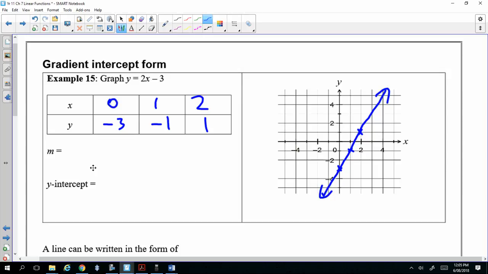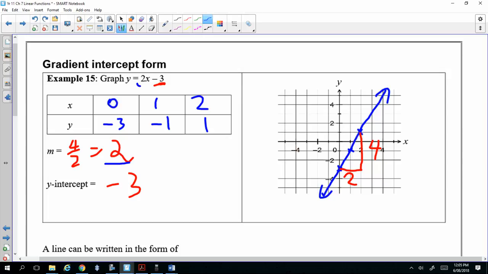Okay, let's look at the first question. Gradient. What's the gradient? How do you measure gradient? Do rise over run, so you can draw a right angle triangle. So it's 4/2, and the gradient is 2, right? And what's the y-intercept? -3. So you see that the y-intercept corresponds to this number. That's your y-intercept. And the gradient corresponds to the number in front of x.